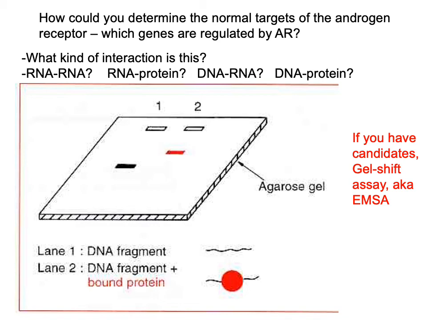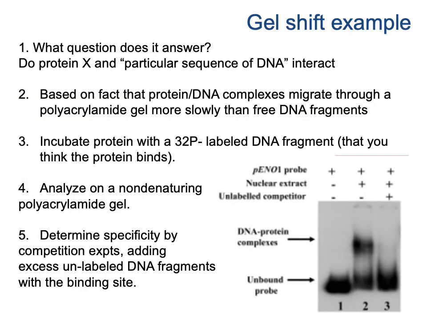So this is a really effective technique, but it only works if you have a candidate DNA in mind. Here is just another example, actually from a published paper. Again, as a reminder, the question that this method answers is, do protein X and a particular sequence of DNA interact? The rationale is the idea that protein-DNA complexes will migrate through either agarose or acrylamide gels more slowly than DNA by itself.